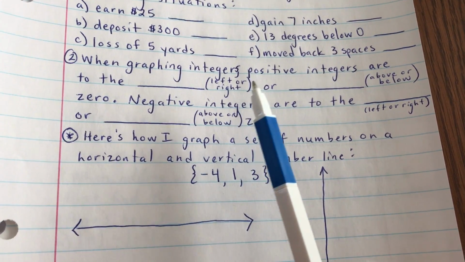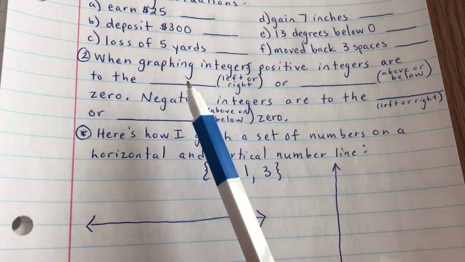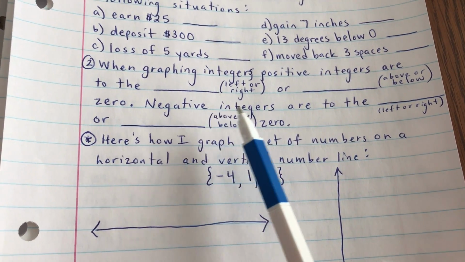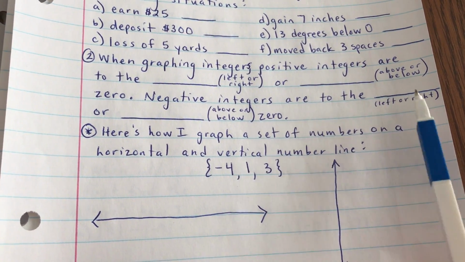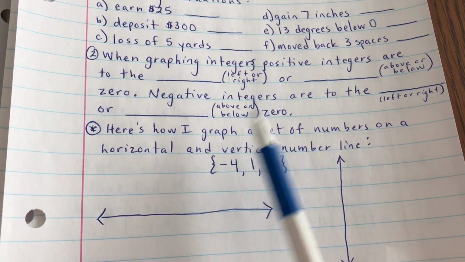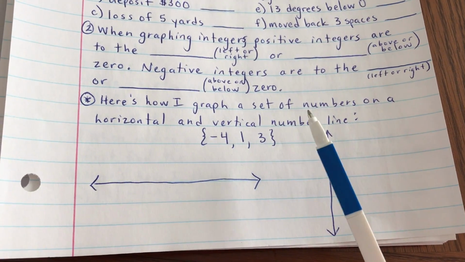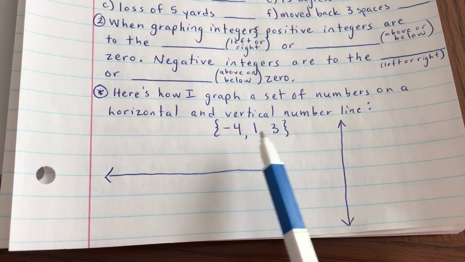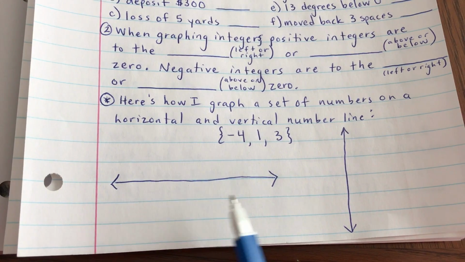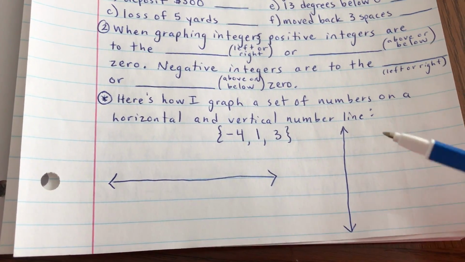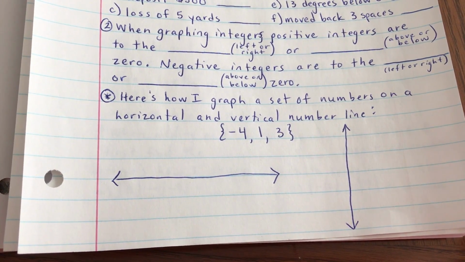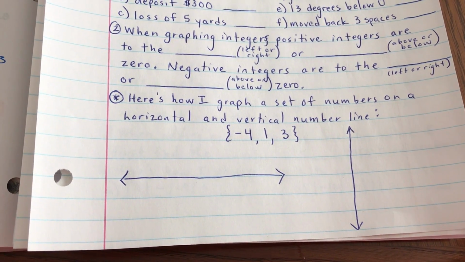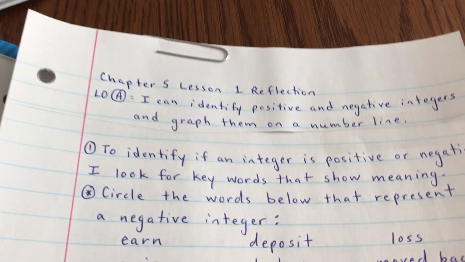Number 2, when graphing integers, positive integers are to the what? Left or right, or above or below 0. Negative integers are to the left or right, or above or below 0. And here's how I graph a set of numbers on a horizontal and vertical number line. So -4, 1, and 3, show those numbers on a horizontal number line and on a vertical number line. And make sure you label 0 and all that good stuff too. Okay, lesson 1 is done.